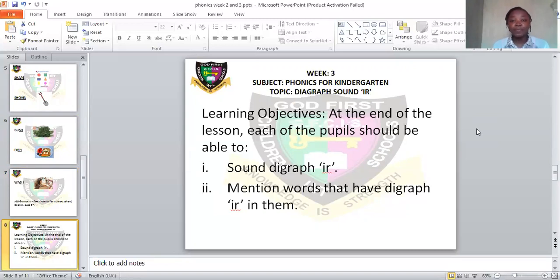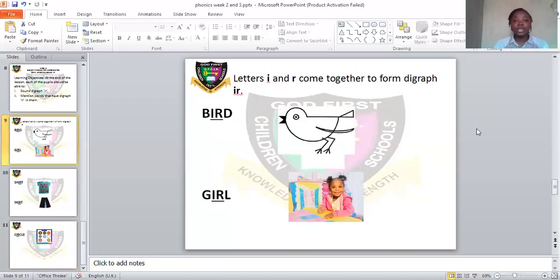The next topic for today's class is digraph sound IR. The learning objectives for today's class: at the end of the lesson, each pupil should be able to sound digraph IR, and also mention words that have digraph IR in them. And let's start the class properly.